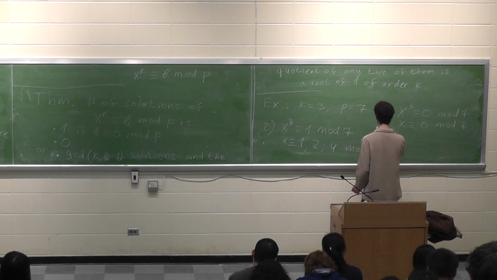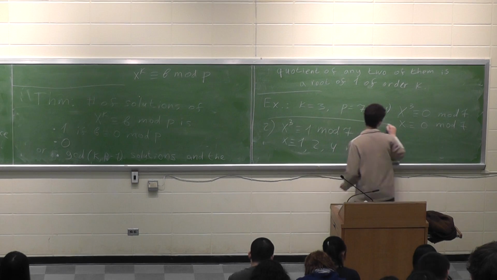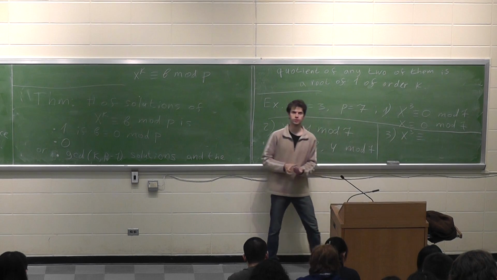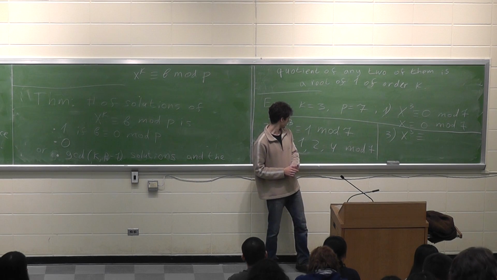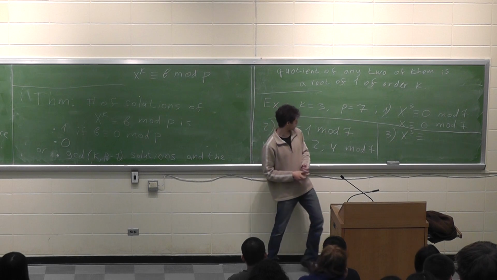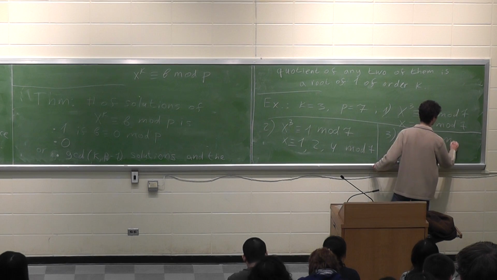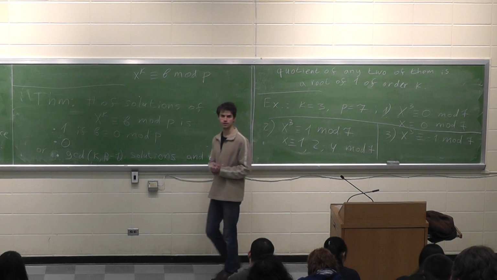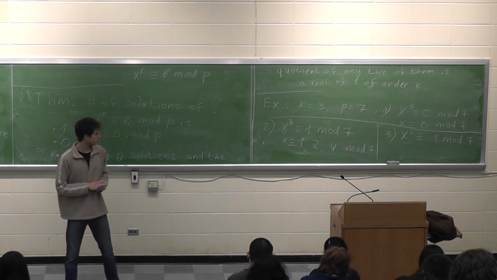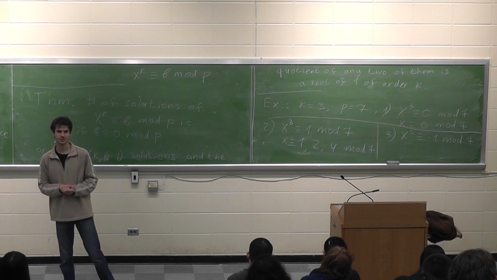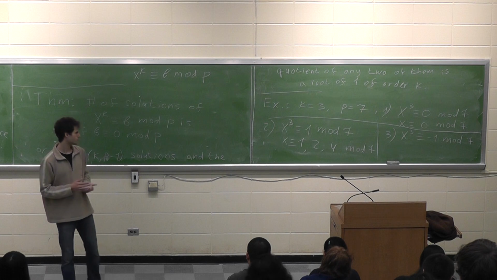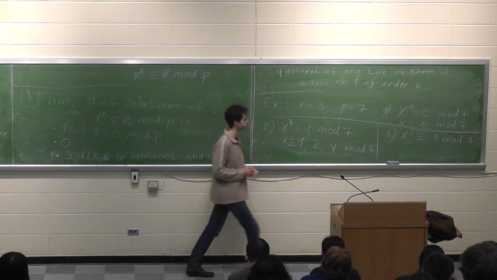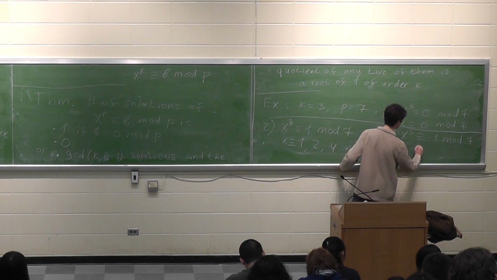So let's just consider a third equation. x cubed is equal to minus 1 modulo 7. Well, one solution is obvious. What is it? Oh yes, negative 1 cubed is always negative 1, not only modulo 7. So x is congruent to negative 1 is a solution.